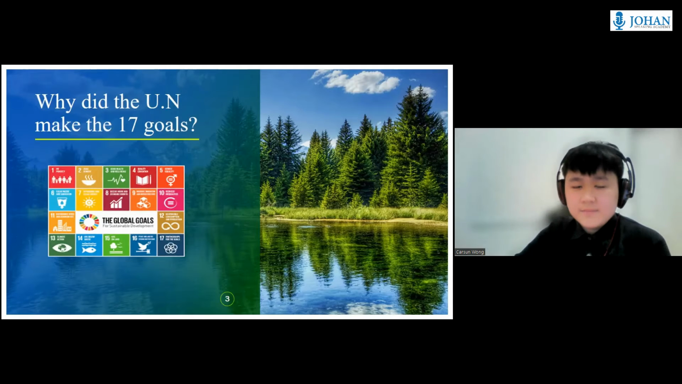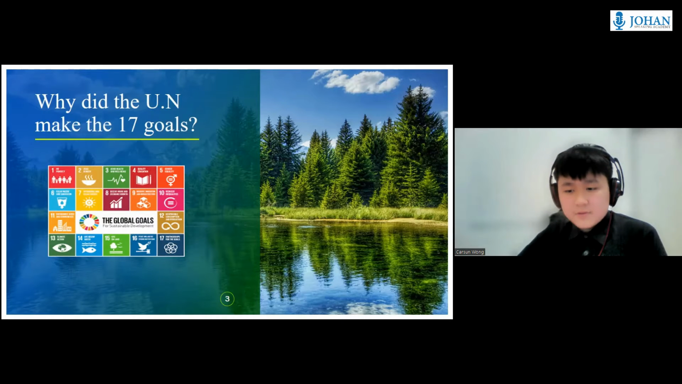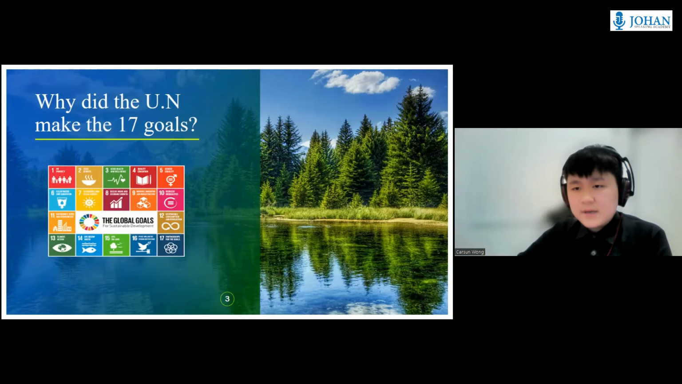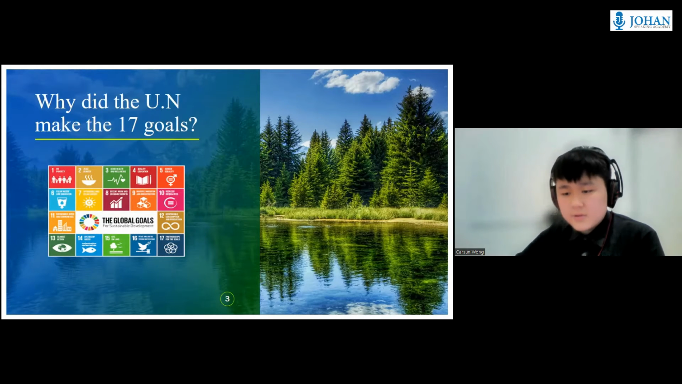Why did the United Nations make the 17 goals? The 17 goals were made in 2015 to help stop poverty and ensure prosperity and to save our planet. This was aimed to be finished all by 2030.